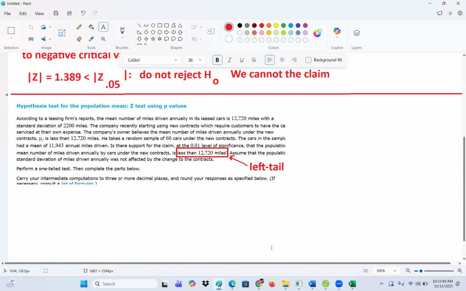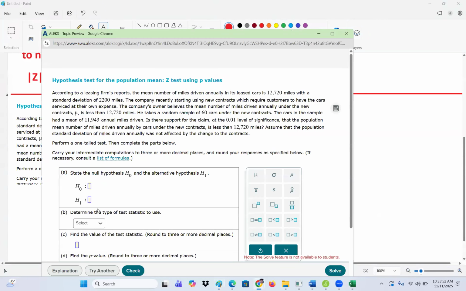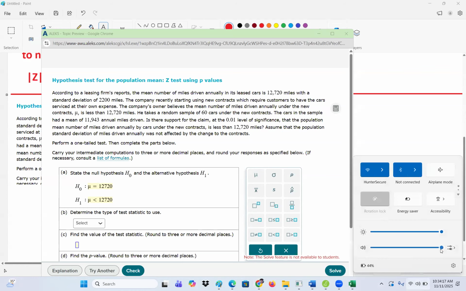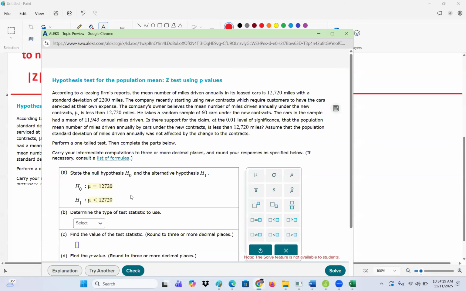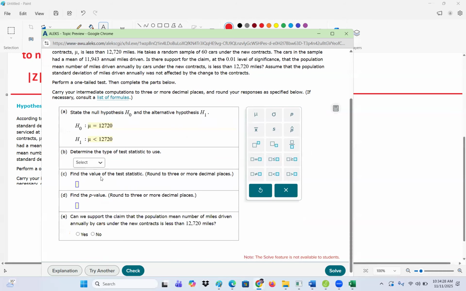All right, so we're going to test on the population mean. Make sure you put this is less than, this is equal. We're testing the population mean less than 12,720. I don't think the comma is necessary for this part of the question, because I don't think that's important. The comma is just like 12,720. I believe the system will still be okay with that. Since the question gives the population standard deviation, we have to use the z-test.